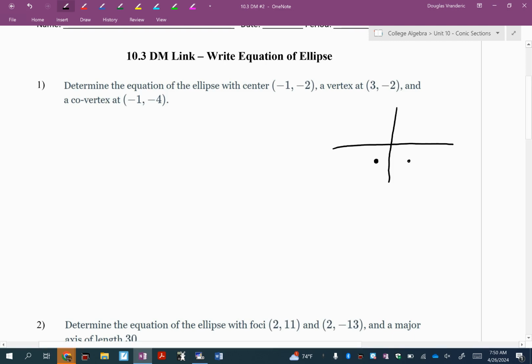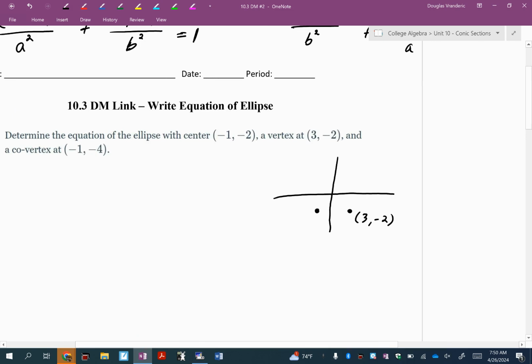So the moment I do that, if this is a vertex, did you see what direction I moved from the center to get to that vertex? I moved horizontally. So if the vertex point is horizontally from the center, what type of ellipse is this? Horizontal. So Layla and Natalia, if the vertices are left and right, it's horizontal. If the vertices are up and down, then it's going to be vertical. Now, the vice versa of that is the co-vertices go the other direction. So you'll see a co-vertex point is -1, -4, which is going to be down here.